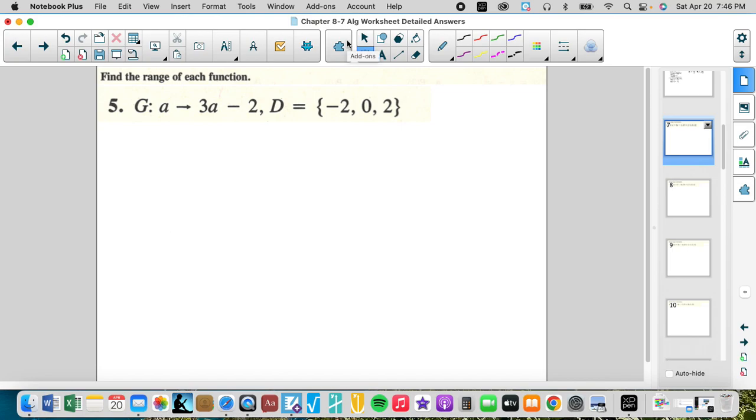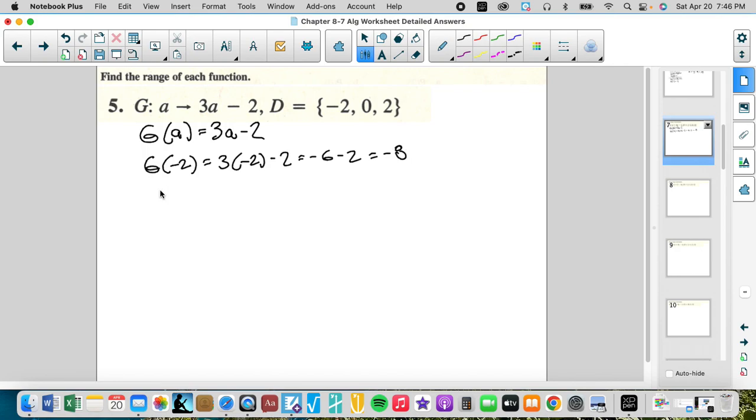Here we're back to that notation. G of A equals 3A minus 2. So G of negative 2 equals 3 times negative 2 minus 2, and we'll even do it in this way. That's negative 6 minus 2, which is negative 8.